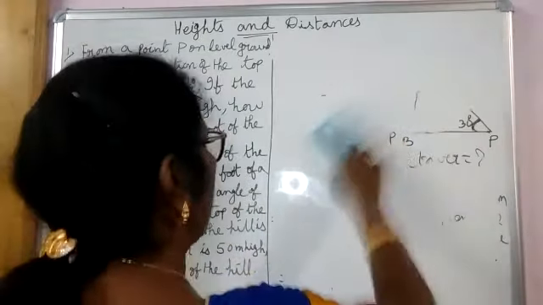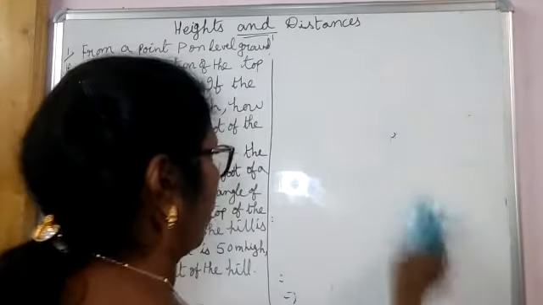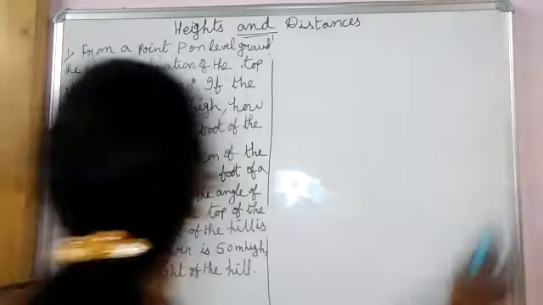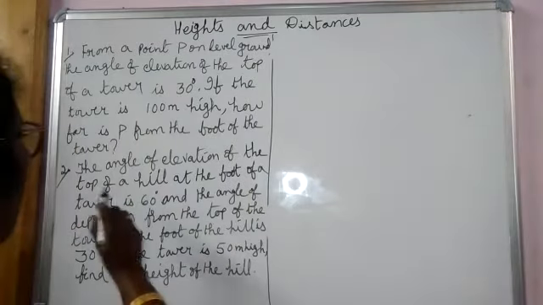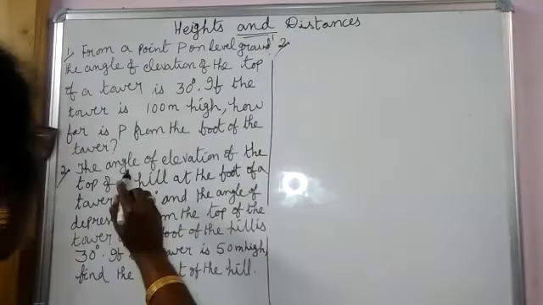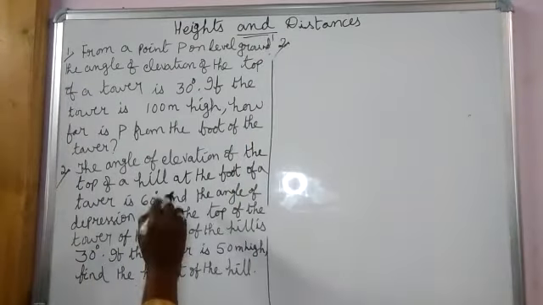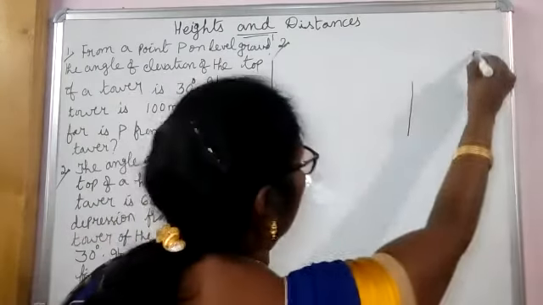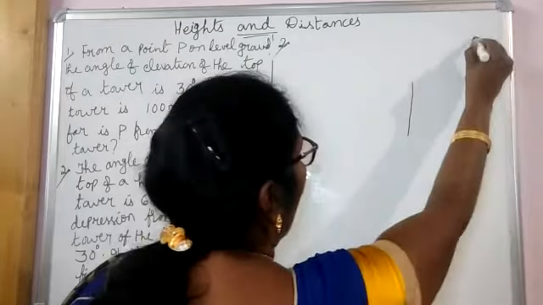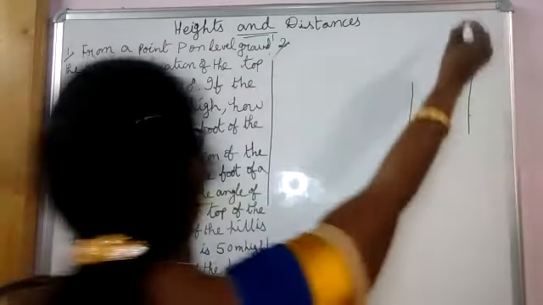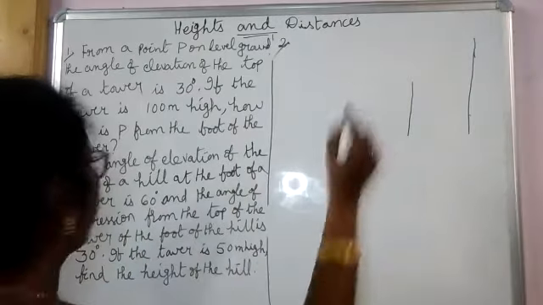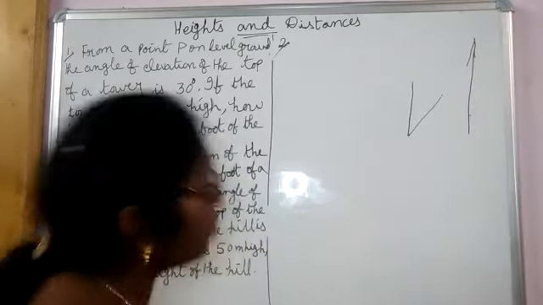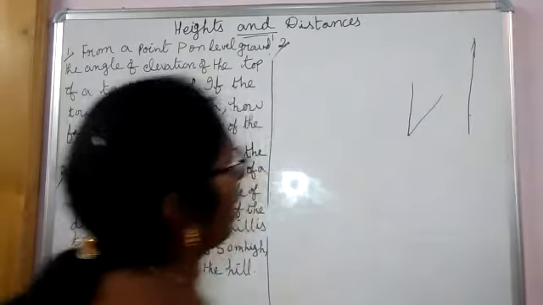Okay. Your second question is: the angle of elevation of the top of a hill at the foot of a tower. That means, if this is the tower and this is the hill, the angle of elevation of the top of the hill from the foot of the tower is measured from the foot of the tower to the top of the hill.